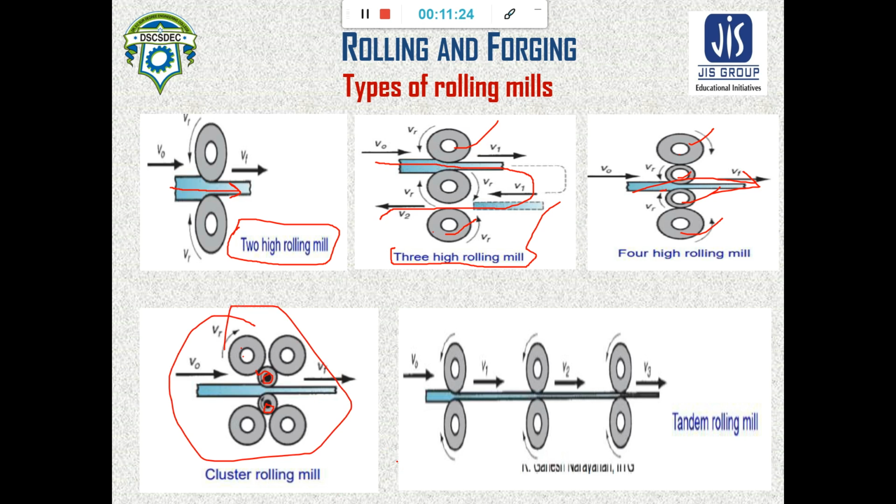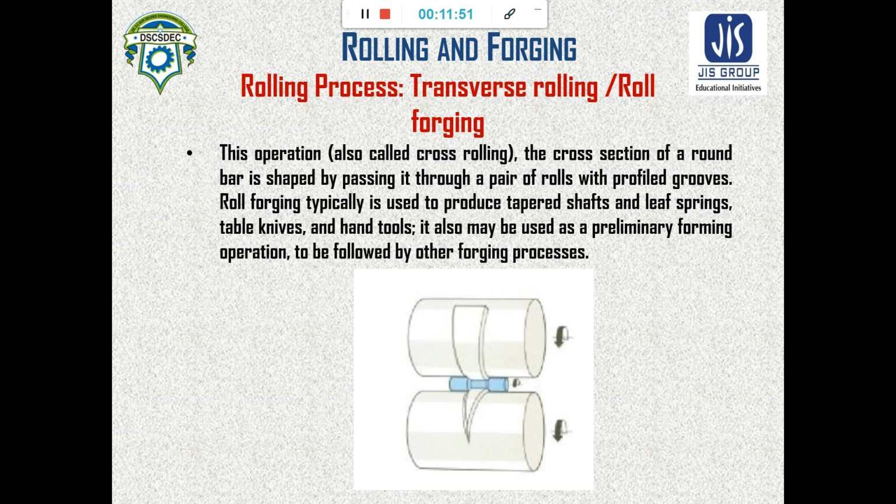Now there is another type for progressive reduction, known as the tandem rolling mill. This type of rolling mill you can see in any steel working shop. Whenever steel is processed, rolling is a very vital operation.